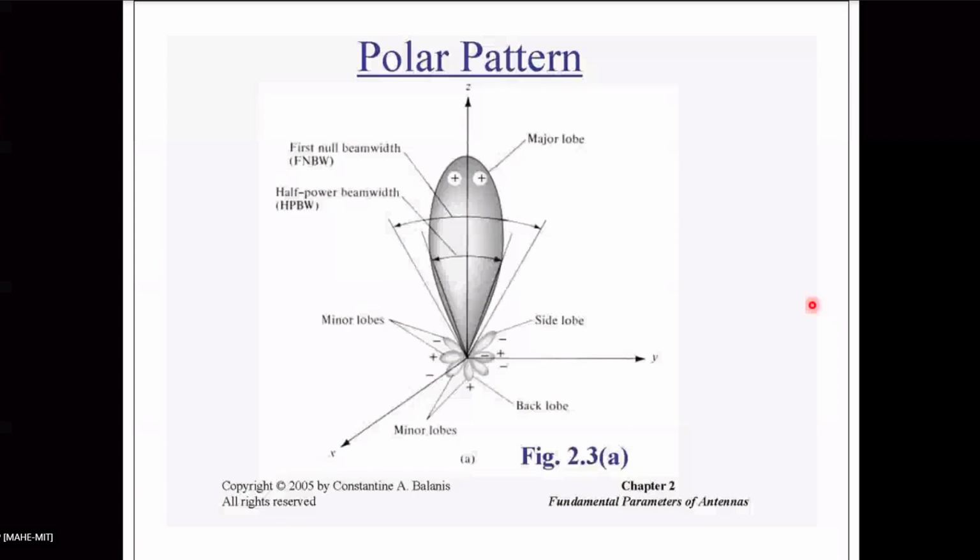Now, what is a major lobe? Major lobe is defined as the radiation lobe containing the direction of maximum radiation. This is the direction of maximum radiation. A minor lobe is any lobe other than the major lobe. So all these are minor lobes.